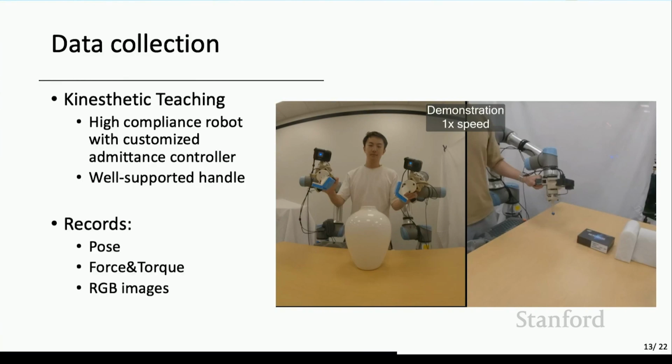And the system will record pose from the robot and force torque. Like we have a force sensor close to the tip of the tool to give you a clean force signal, and RGB images from wrist-mounted cameras, so we can train a visual motor policy.